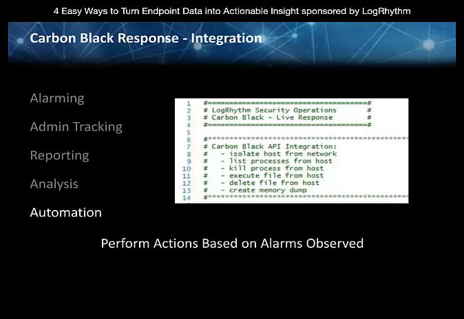Now the last piece, and probably my favorite piece, is the automation aspect. So tying all of the verbose response capabilities that Carbon Black brings to the table directly into LogRhythm and giving us the ability to trigger off of alarms that we're seeing in the environment. Say we see certain activity happen in the environment and it's something we know is bad, we know we want to isolate a system or kill a process or delete a file or something like that, we can have that automatically happen as soon as that alarm is observed within the SIEM. And this is something we'll actually show you here in a second when it comes to the demo.